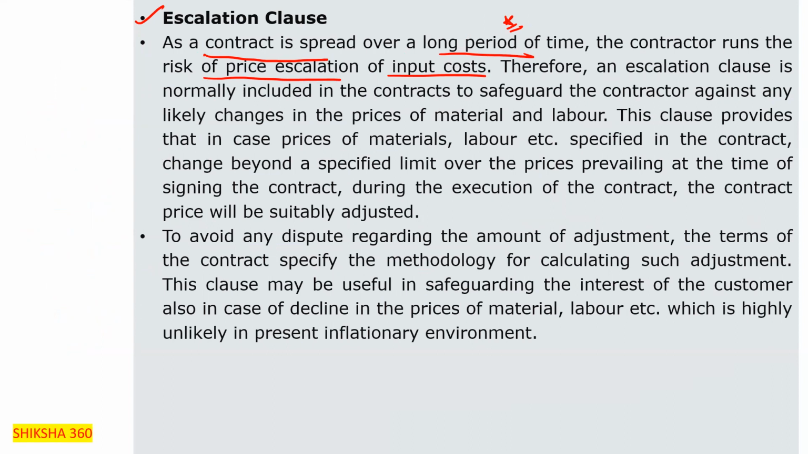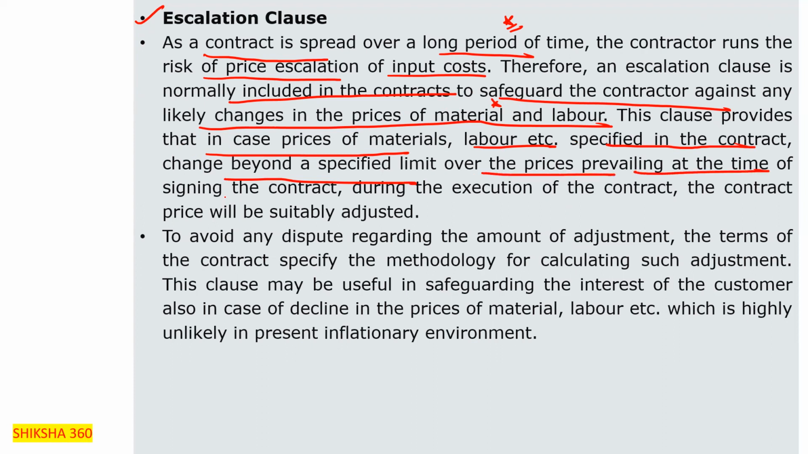As it is a long-term contract, during that time there will be a lot of changes in prices. So an escalation clause is normally included to safeguard the contractor against likely changes in the price of material and labor. This clause provides that if the prices of material, labor, etc. specified in the contract change beyond a specified limit over the prices prevailing at the time of signing the contract, then during the execution of the contract the price will be suitably adjusted.